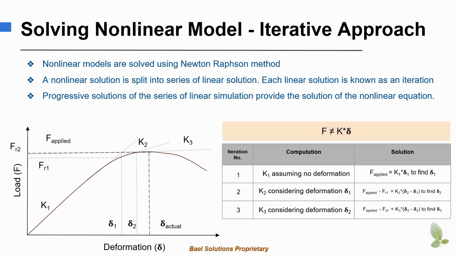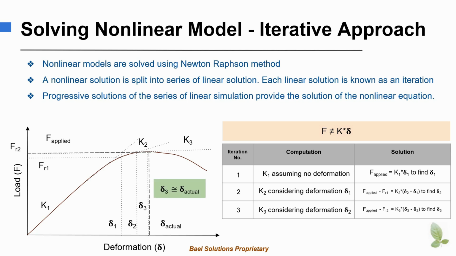In the third iteration, a linear system is solved, considering the stiffness K3 and the residual force, to get the new incremental deformations. Adding the incremental deformations to delta 2 gives the new set of deformations, delta 3. You can see that, at the end of iteration 3, deformations in the structure, delta 3, are approximately equal to the actual deformations, delta actual.